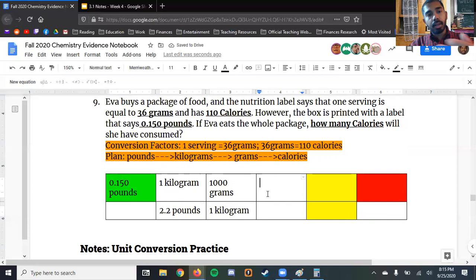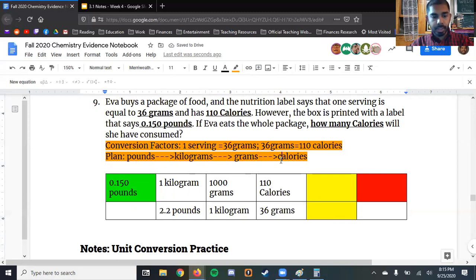And we know based on our scenario here that 110 calories is equal to 36 grams. Capitalize these. The nutrition labels are measured in kilocalories. So we have units cancel out, units cancel out, units cancel out. We're good. So let's do some math.